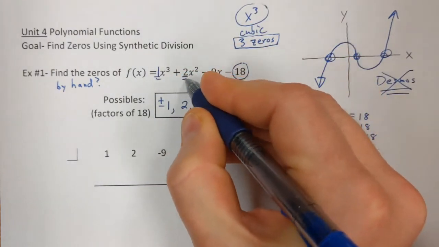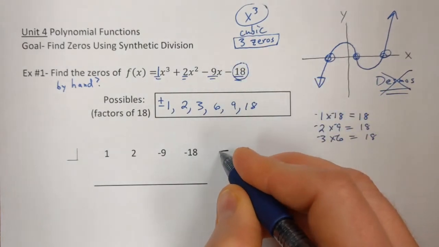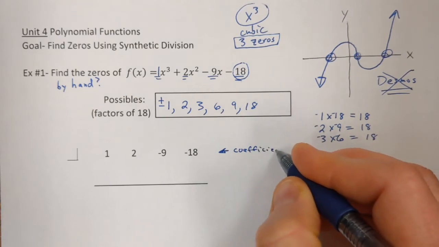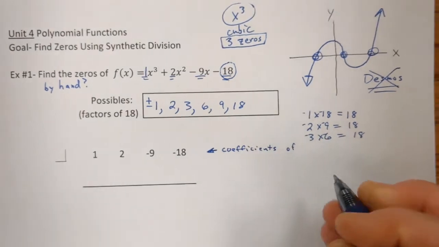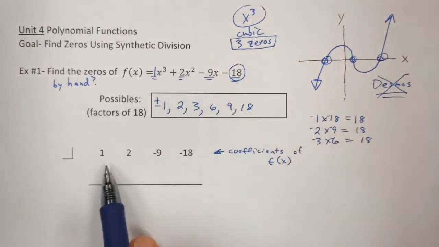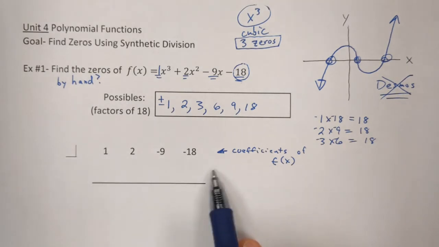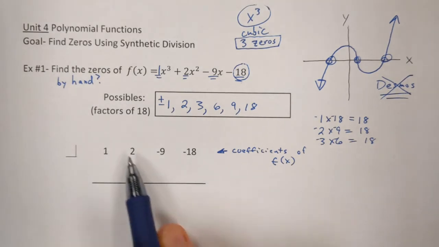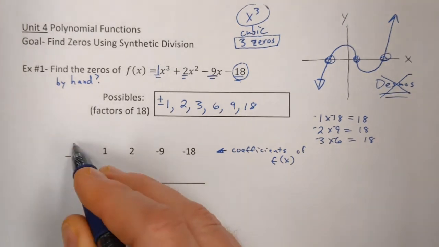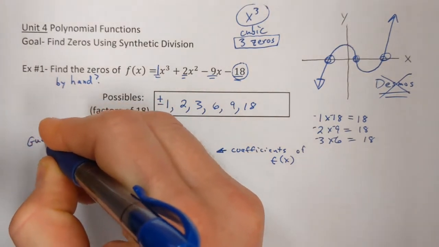1, 2, -9, -18. So this row right here, these are called the coefficients of my function f of x. 1, 2, -9, and -18. I write those out in a row. And then I'm going to skip a row and draw a solid line kind of 2 rows below my coefficients. And then up in the upper left-hand corner, I'm going to draw this little half a box. This is called my guess box.